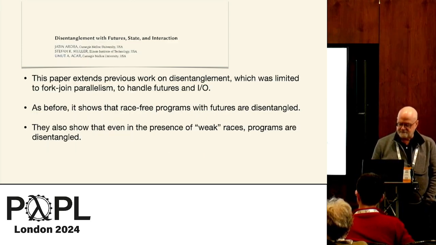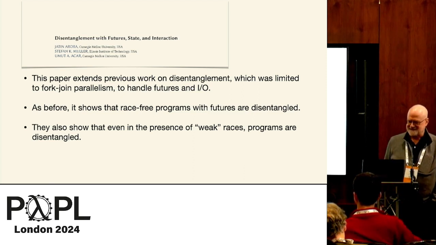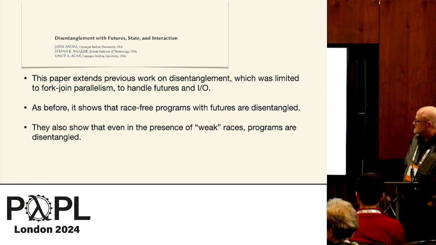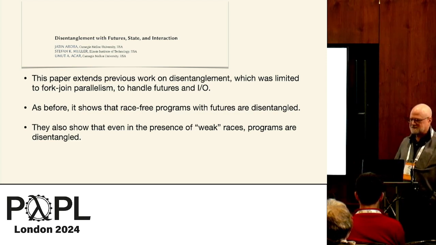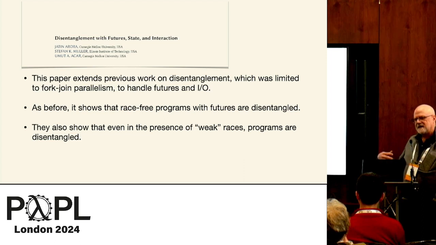So the second paper is called Disentanglement with Futures, State, and Interaction. And so again, we see this word disentanglement. And so this builds on the previous work on disentanglement, which was basically limited to fork join parallelism, by adding mechanisms to handle futures. So again, liberalizing the notions of the parallel structure of the programs, and also introducing I/O and dealing with certain classes of programs that actually communicate with the outside world.